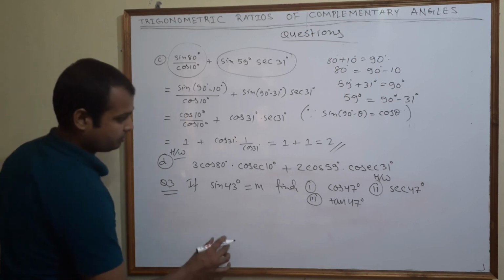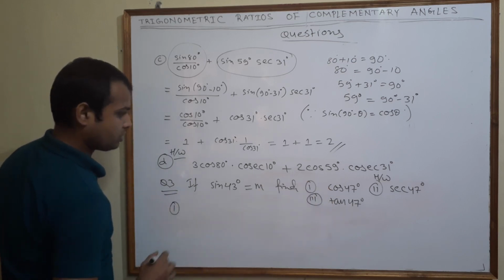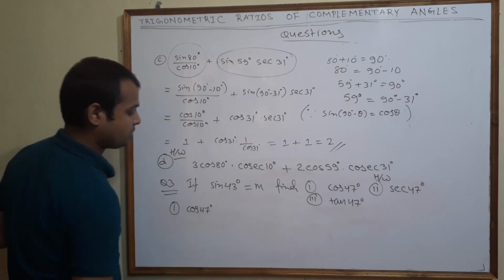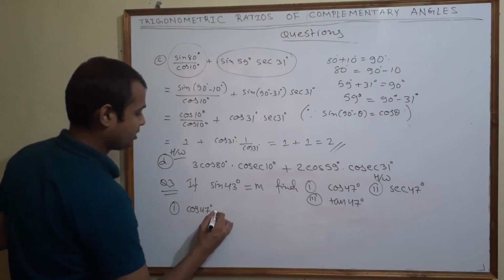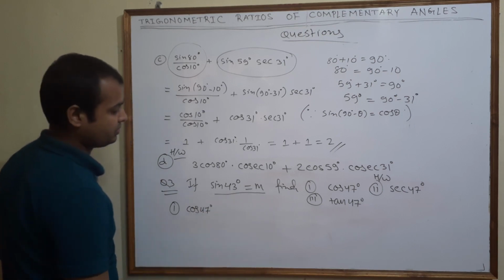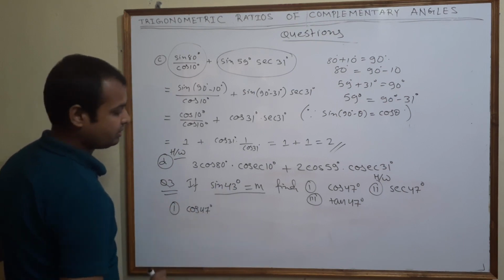So let us start with the first one. The first one is cos 47 degree. In this they have given the value of sine 43 equal to m, and they want us to find cos 47. Clear?